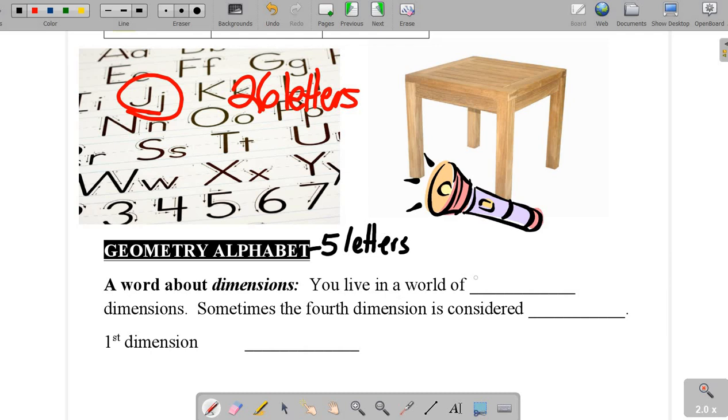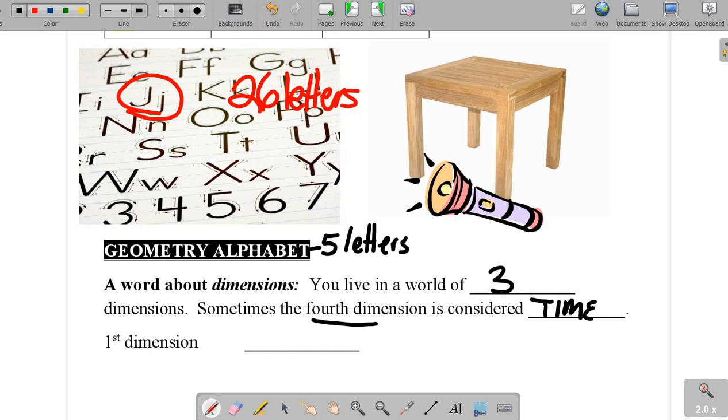We live in a world of 3 dimensions. That's why we enjoy 3D movies. They look more like the world that we exist in. Length, width, height. Sometimes the 4th dimension is considered time. Usually in physics and astronomy, you're going to be talking about dimension as time.